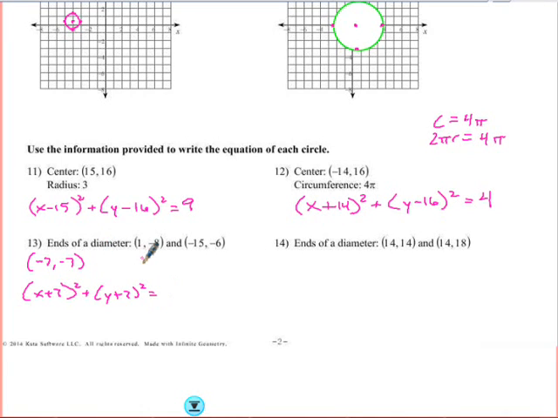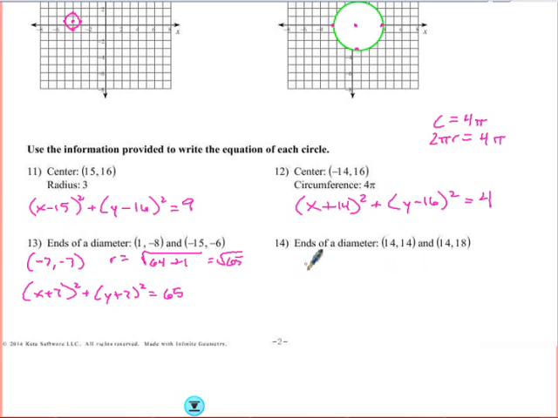then the radius, I'm going to use distance formula. From negative 7 to 1 is 8, and 8 squared is 64. From negative 7 to negative 8 is 1, and 1 squared is 1. So the radius is the square root of 65. Well, the square root of 65 squared is just 65.